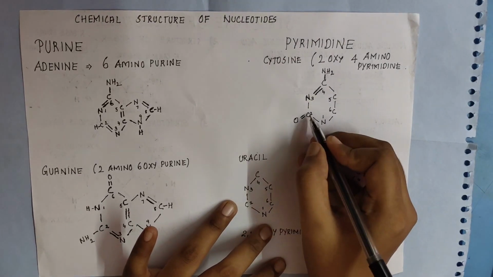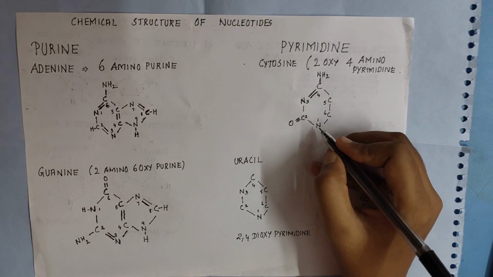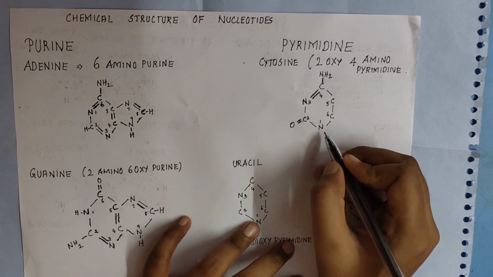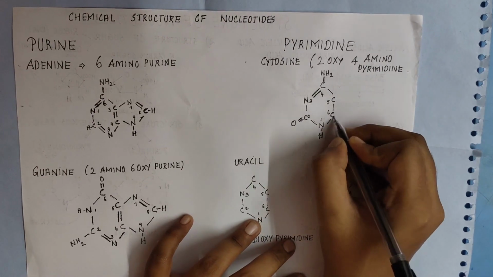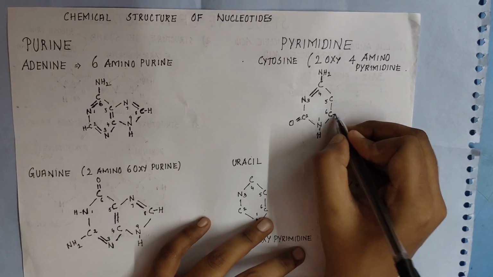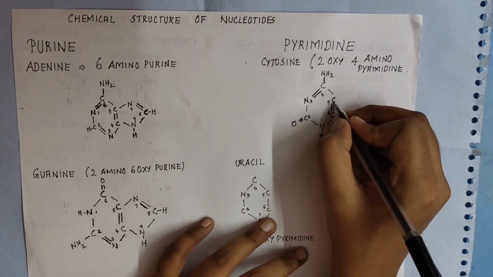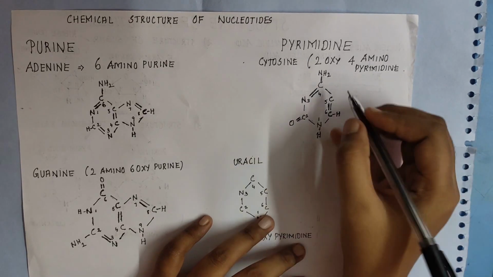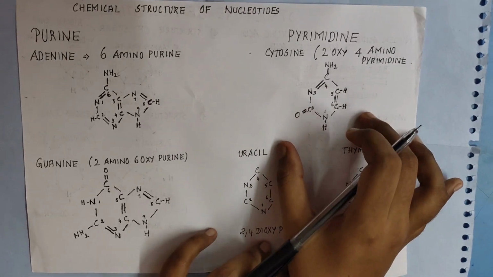For this carbon, 1, 2, 3, 4, saturated. So for this N, 1, 2, we need another one, so I am going to put H over here. For this carbon, 1, 2, we need another 2 bonds, so I add H for this carbon and also add another bond here. For this carbon, 1, 2, 3, we need another bond, so I put H over here. This is the structure of cytosine.